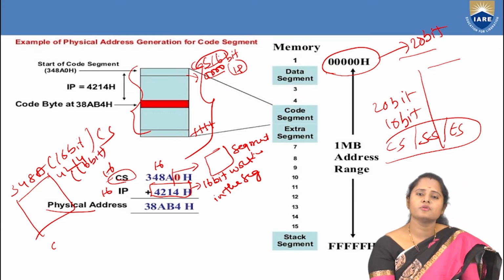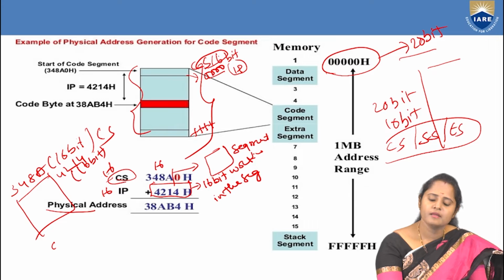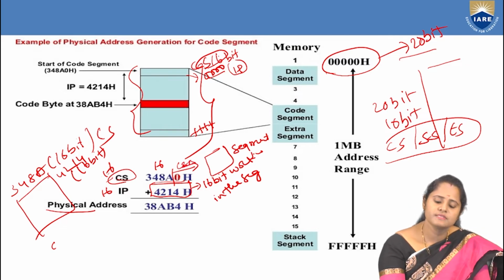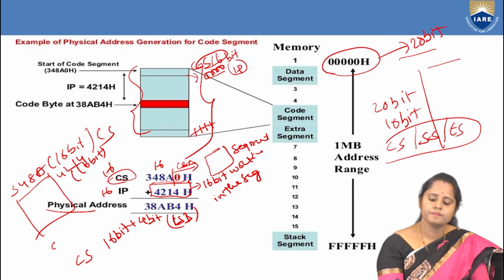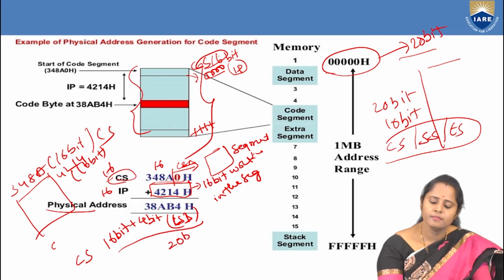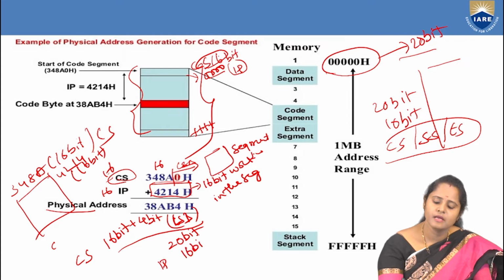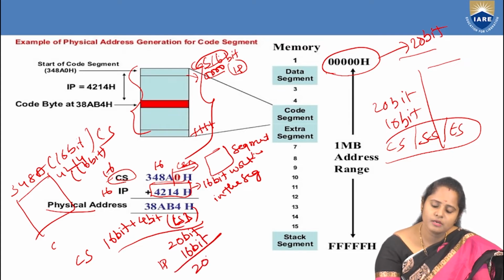So how can I generate a 20-bit address? I include an extra 4 bits in the LSB of the code segment address. The code segment address has 16 bits, and to that 16 bits I add another 4 bits in the LSB. Then it becomes 20-bit. This 20-bit value is added to the instruction pointer, which is 16-bit, and this gives you a 20-bit address.